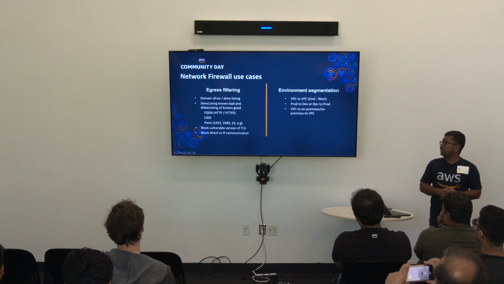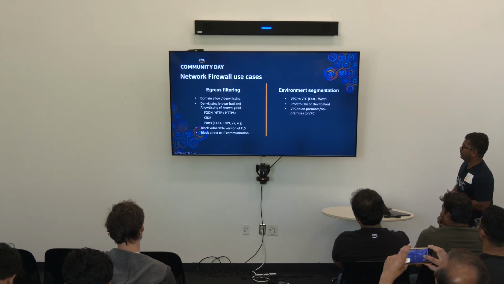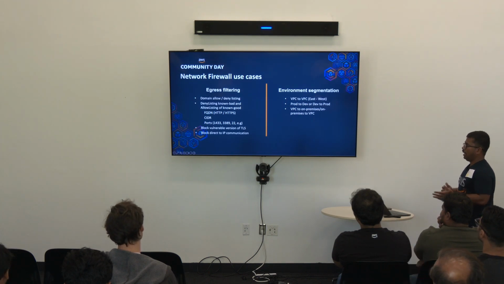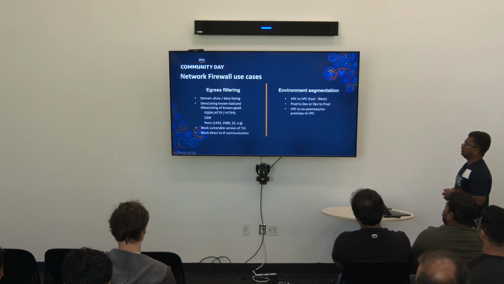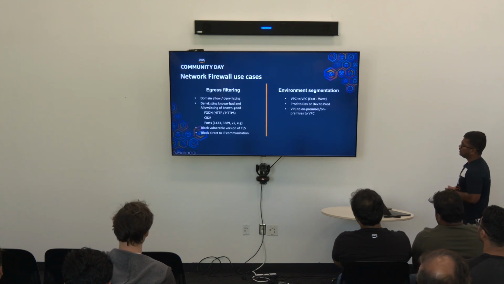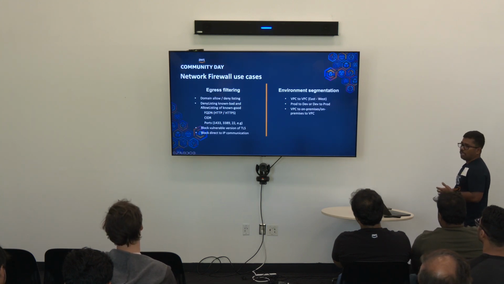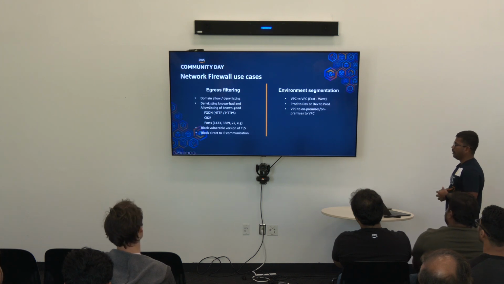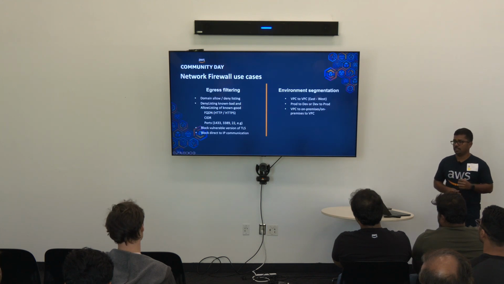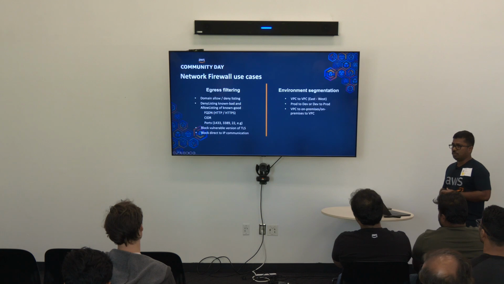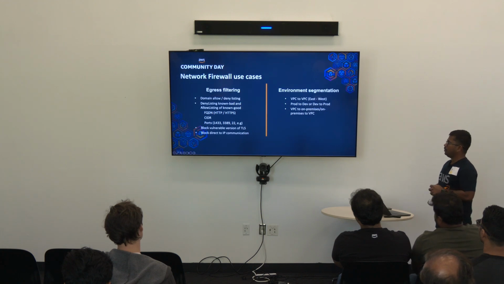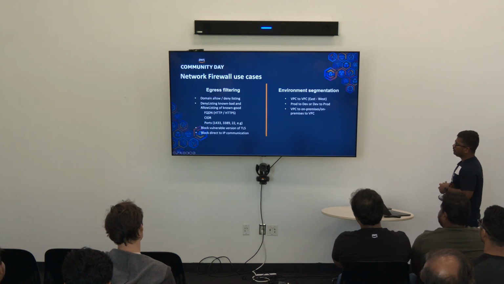Some of the customer use cases are mostly for egress filtering. As we discussed, you can have an allow list or deny list, with an FQDN or a particular domain name, or CIDR-based or particular ports. Also, block vulnerable versions of TLS. In case you want to use the latest TLS enforcement, you can enforce some TLS-based deny lists.